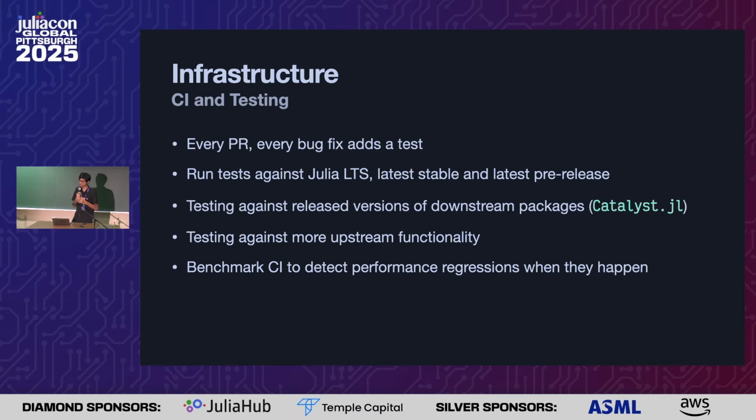We also now test against release versions of downstream packages as opposed to just against the master branch of those packages. This is currently only set up for Catalyst, but of course we're open to doing it for more packages as we go along. We also test against more upstream functionality, so places in packages like OrdinaryDiffEq or SciMLSensitivity where they use Modeling Toolkit in their tests, well, we run those tests from Modeling Toolkit to ensure that we don't break those. And a new addition is the benchmark CI, so we run a few benchmarks to ensure, for example, ODE problem compile times don't just go through the roof because, spoiler alert, they did a while ago.